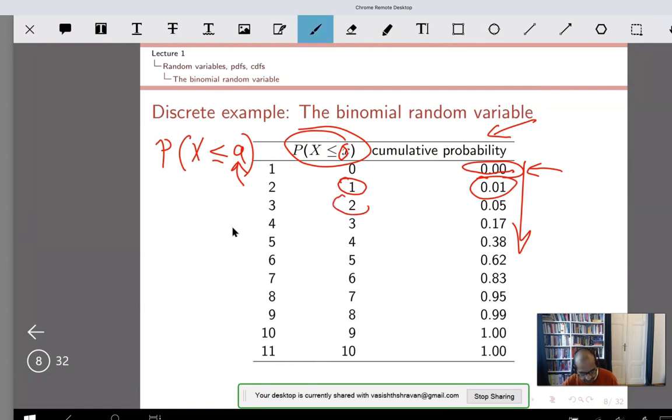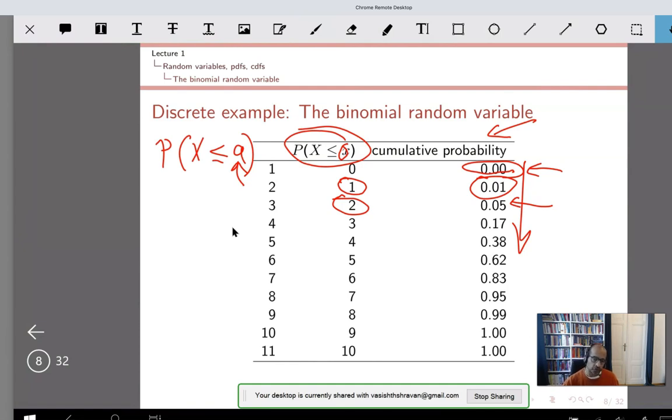Similarly, the probability of observing 2 or less heads is going to be the probability of observing 2 heads plus the probability of observing 1 head and 0 heads. So that's what this cumulative distribution function gives you.